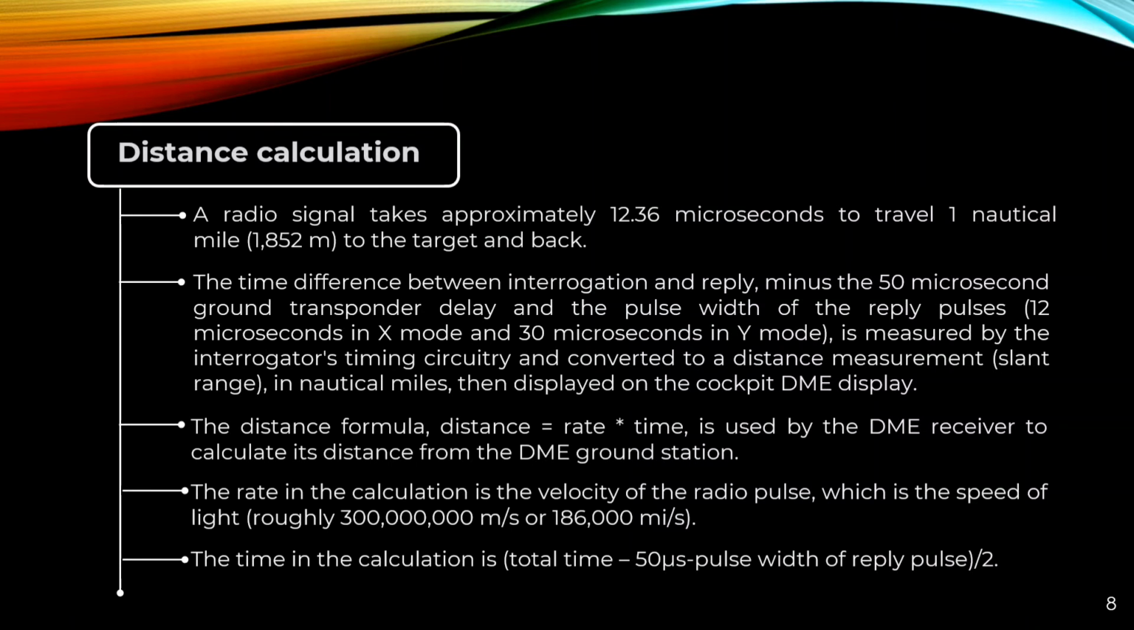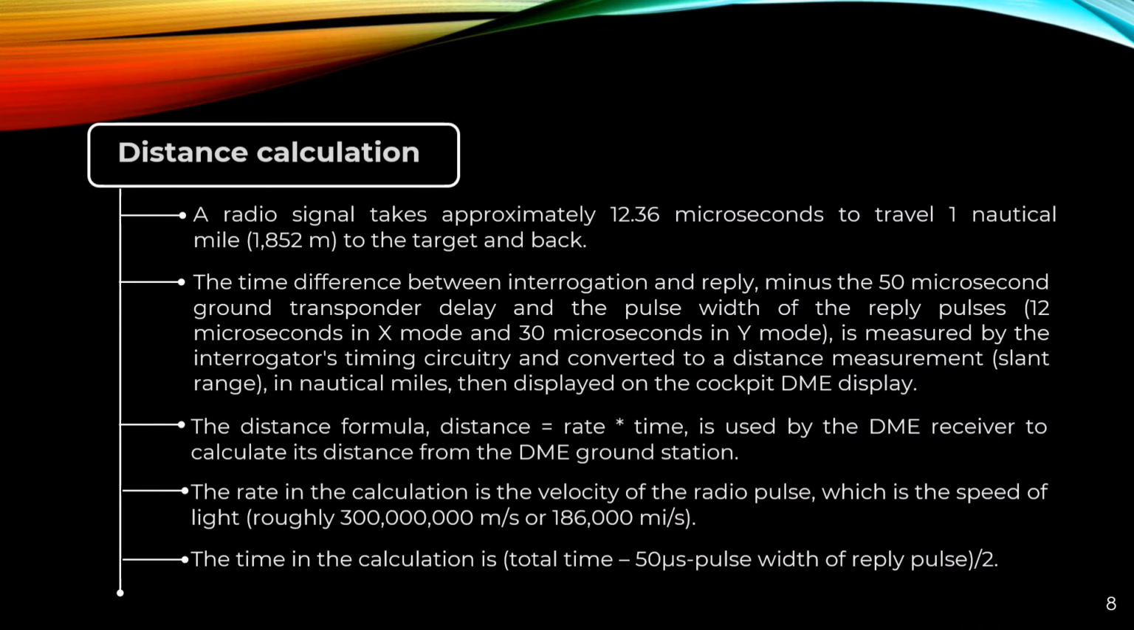Distance calculation. A radio signal takes approximately 12.36 microseconds to travel 1 nautical mile, 1852 meters, to the target and back. The time difference between interrogation and reply, minus the 50 microsecond ground transponder delay and the pulse width of the reply pulse, 12 microseconds in X mode and 30 microseconds in Y mode, is measured by the interrogator's timing circuitry and converted to a distance measurement, slant range in nautical miles, and then displayed on the cockpit DME display.